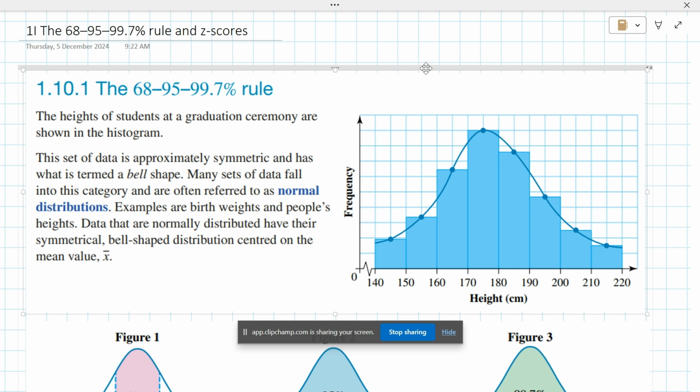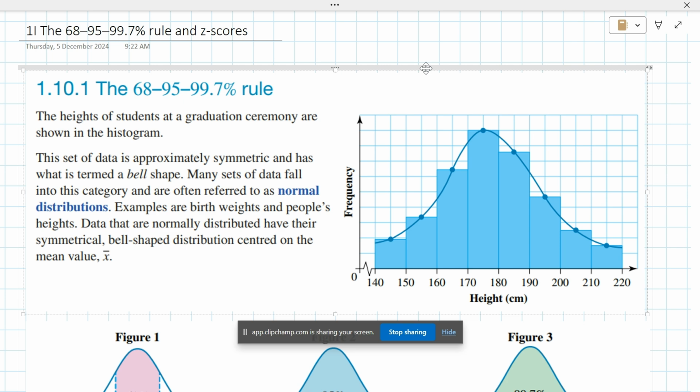So today we're going to talk about the 68, 95, and 99.7% rule and also z-scores. So why are we using these special numbers here? What we do is, if a set of data is approximately symmetric, looks like a mountain, it's called a bell shape. If you have a bell shape, that's how you start with the normal distribution.